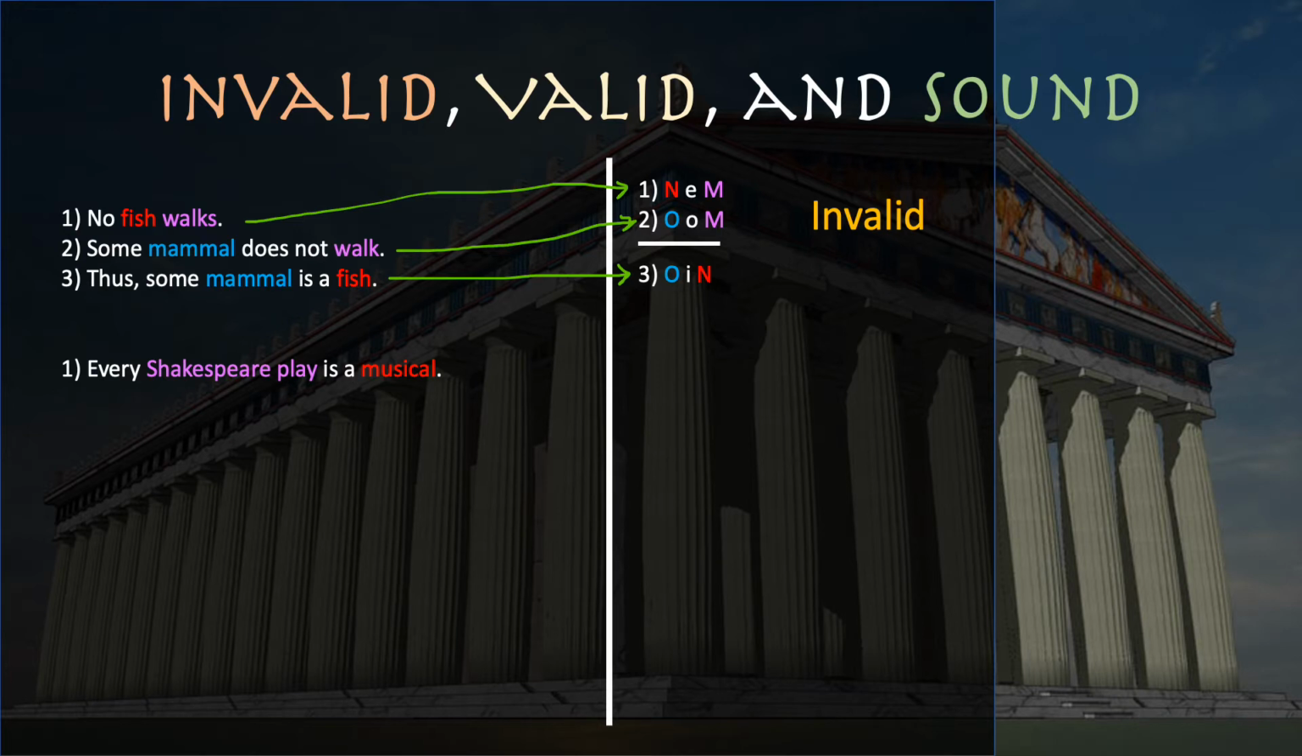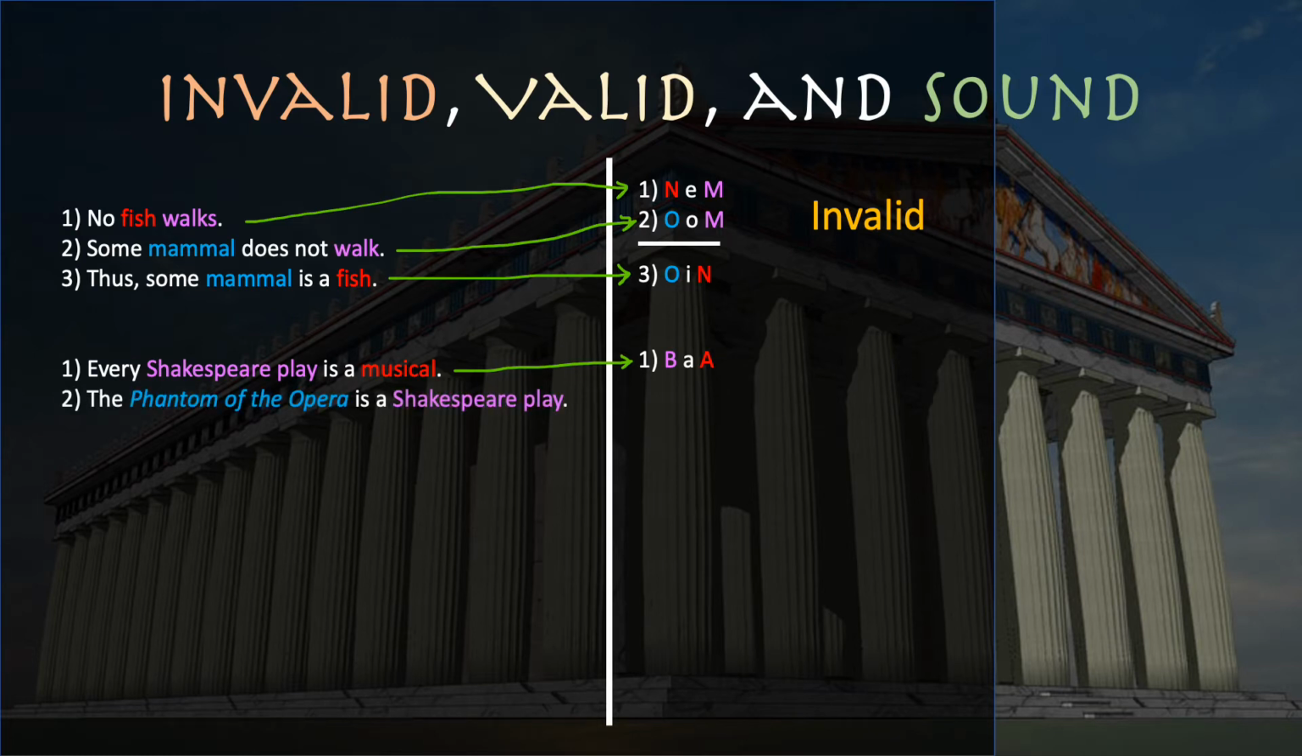Here's the second example. Premise 1. Every Shakespeare play is a musical. We could symbolize this first premise as such. We use the lowercase letter a to represent this premise because this premise is a universal affirmative proposition, and universal affirmative propositions correspond to the letter A.